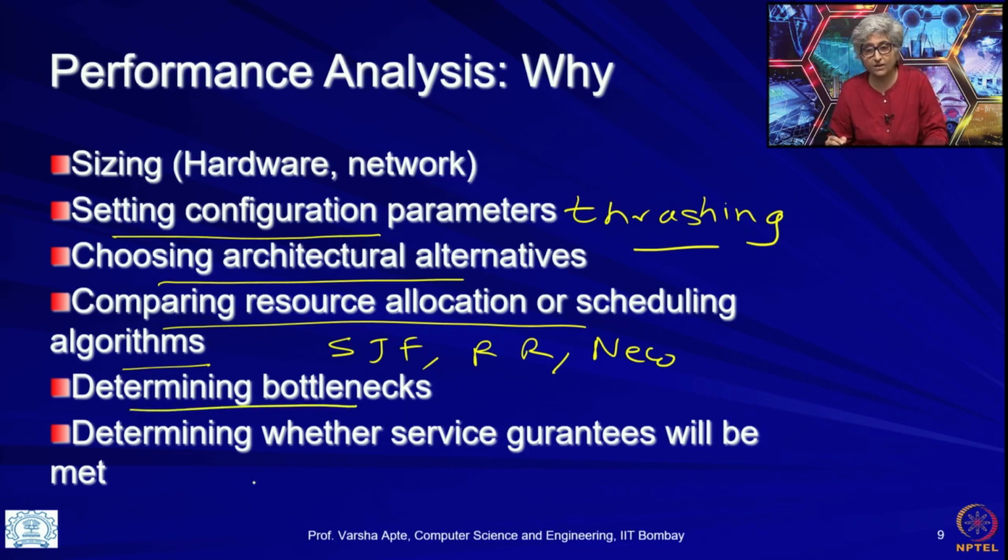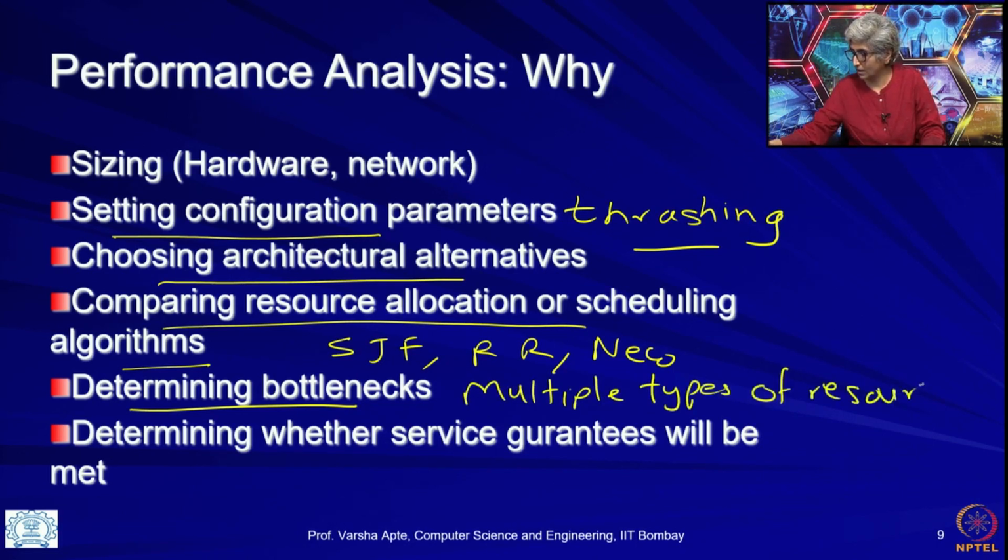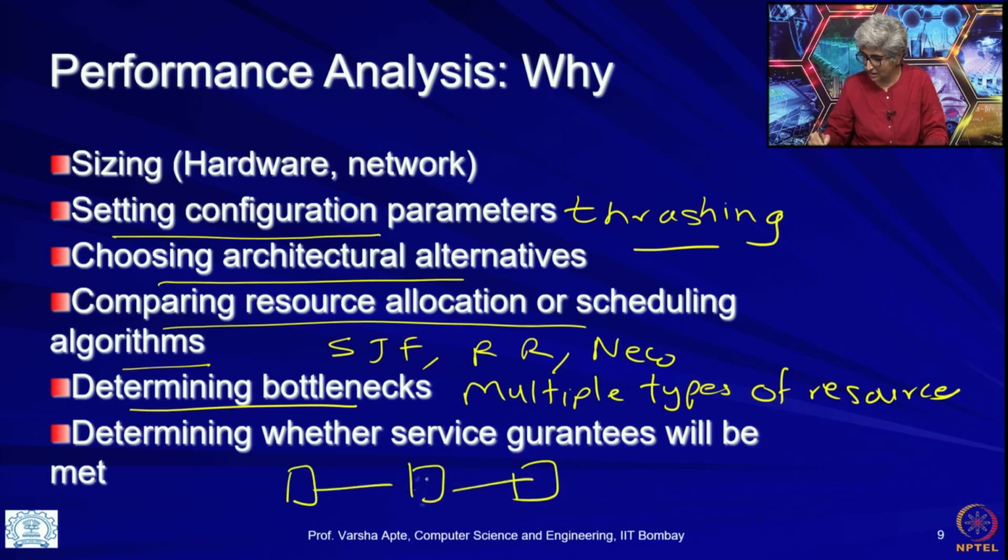Determining bottlenecks, this is another very interesting thing. When you have multiple resources, multiple types of resources that are used by any user to actually complete their job, in that case sometimes different resources will see different use. So, let us say in the network example I have so many switches and these are the links, but this could be the switch to which many links are connected and this is a bottleneck.